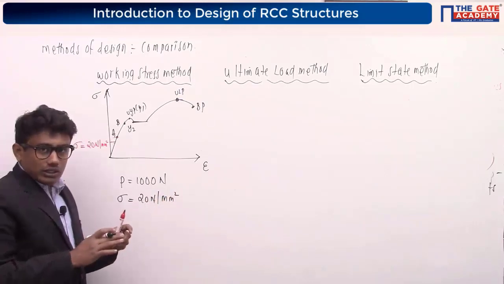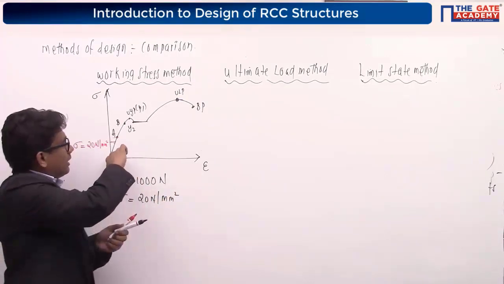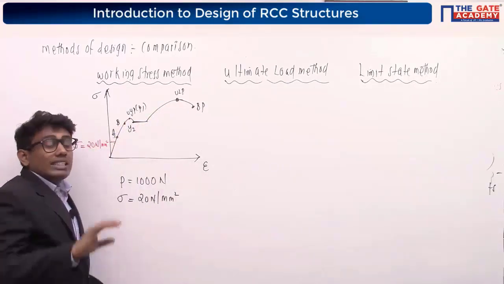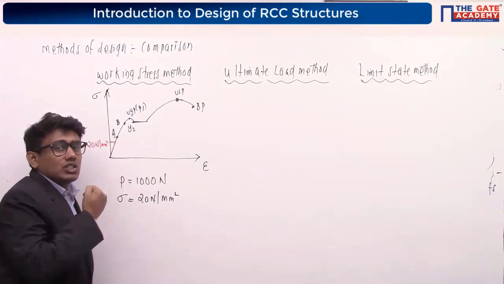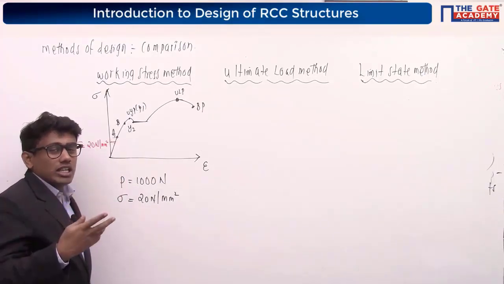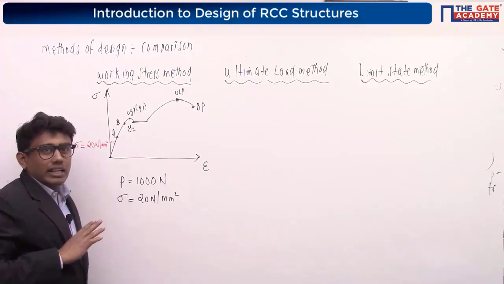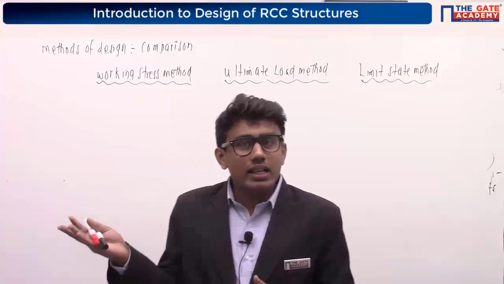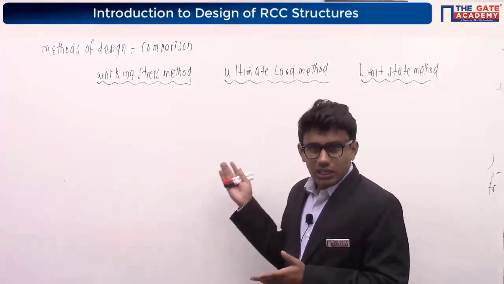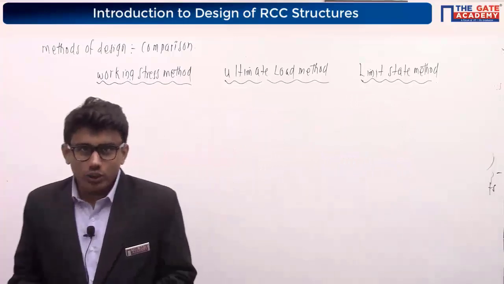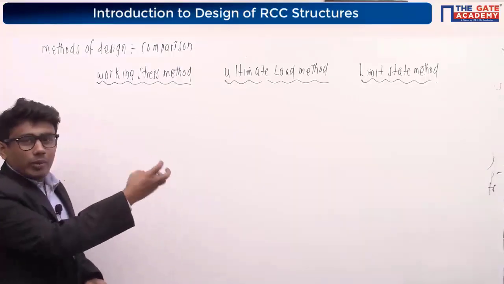See, when we talk about the mild steel bar, these are the various stress values. What is the maximum stress this mild steel can carry? Can anyone tell me what is the maximum stress which the mild steel bar can carry? So I am going to give a brief comparison between this working stress method, ultimate load method and limit state method. As I told you, I am not going to give you that point by point comparison.